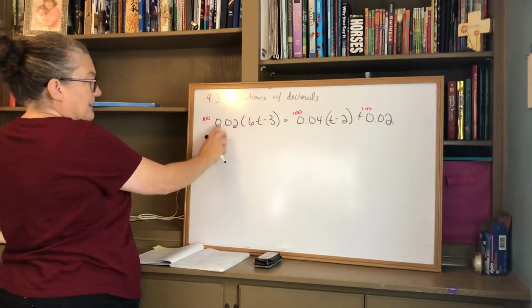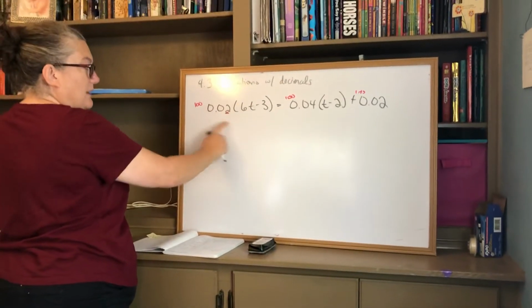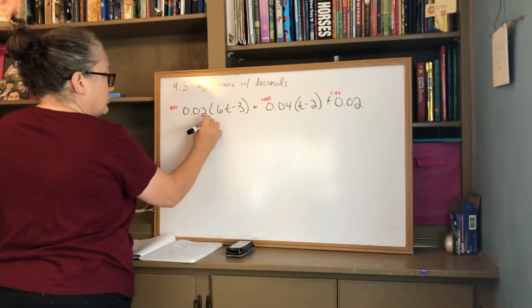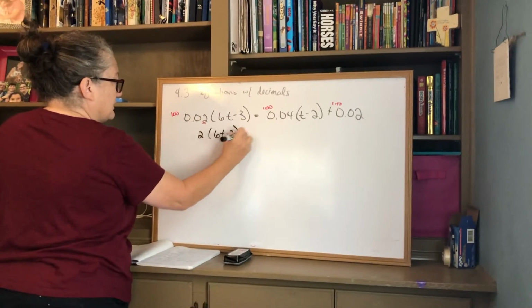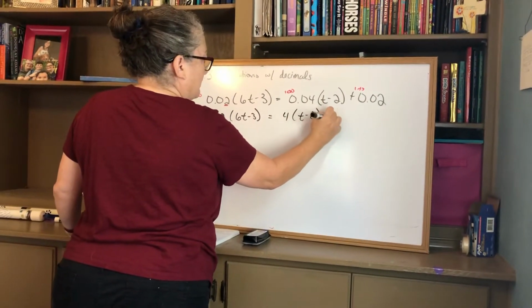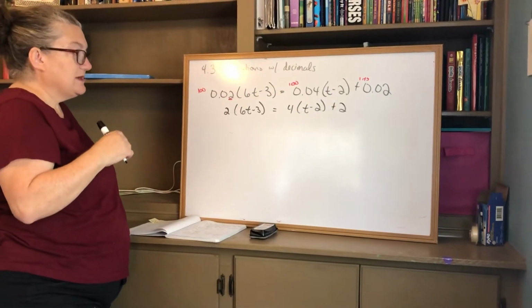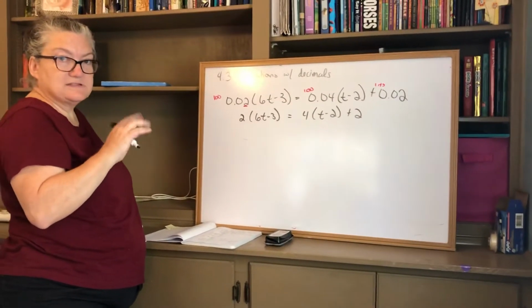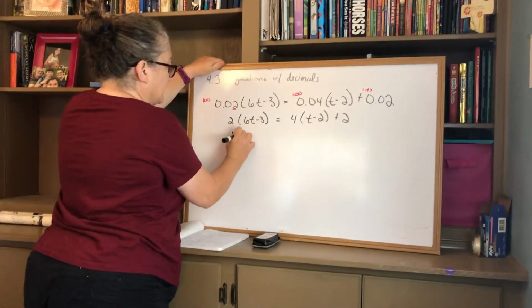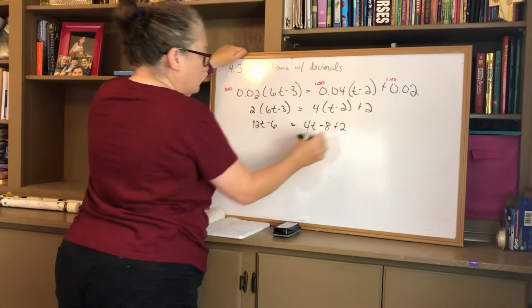Now I can either multiply this by 100 or this by 100. You don't multiply each piece because when you multiply one, you're multiplying the whole thing. So of course I'm going to get rid of this decimal. This becomes 2 times 6t minus 3 equals 4 times t minus 2 plus 2. Now we need to follow our rules for how to solve equations. We need to simplify each side by getting rid of any parentheses. This would be 12t minus 6 equals 4t minus 8 plus 2.